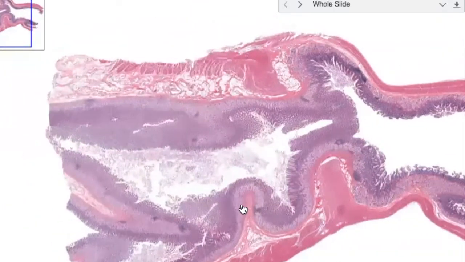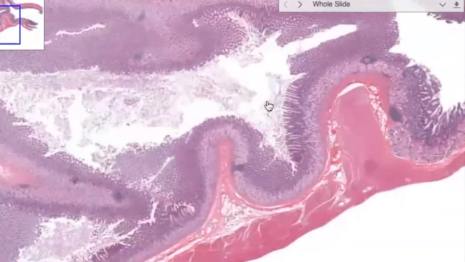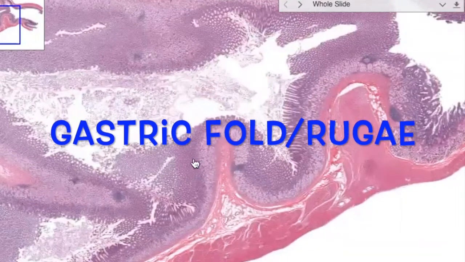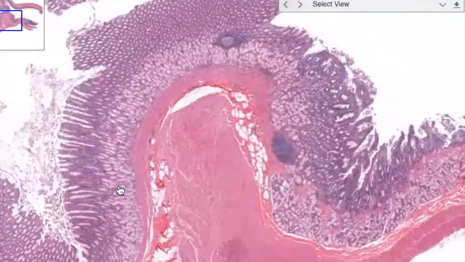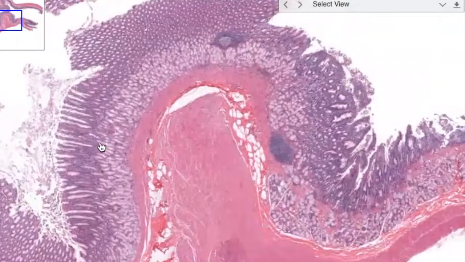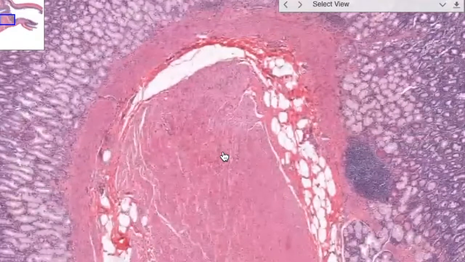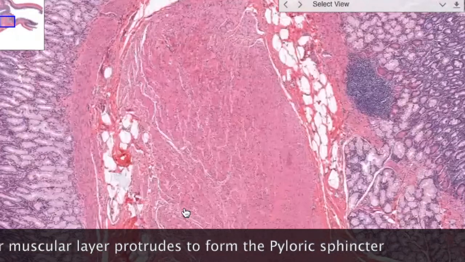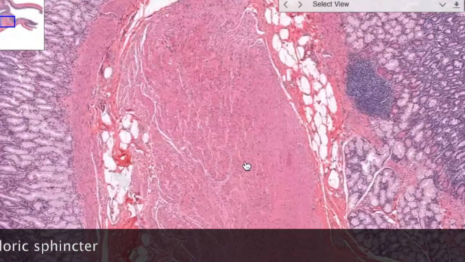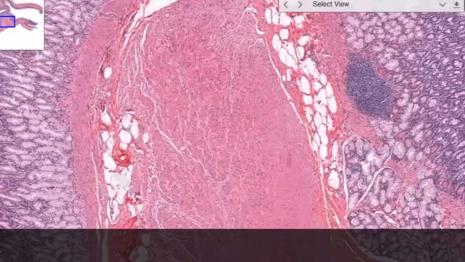Right here, this over here is a gastric fold. It had gastric pits all over the top of it right there. But over here, this would be the mucosal membrane. This would be a little bit of submucosa here. But this right here is all smooth muscle. This is the inner muscular layer that's going to form that internal sphincter, the pyloric sphincter right here.